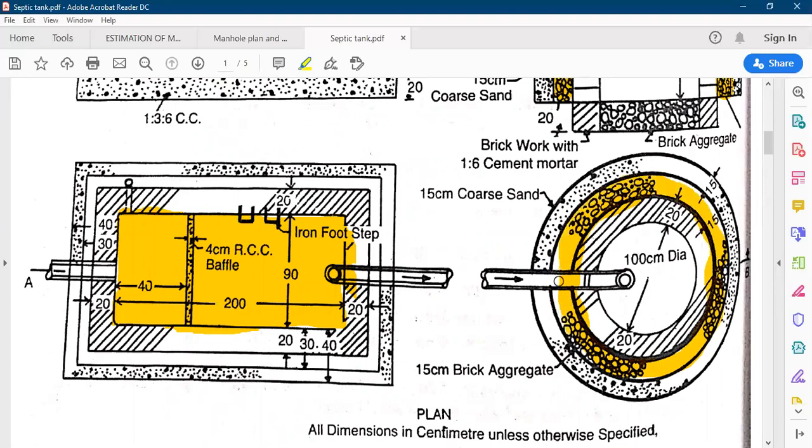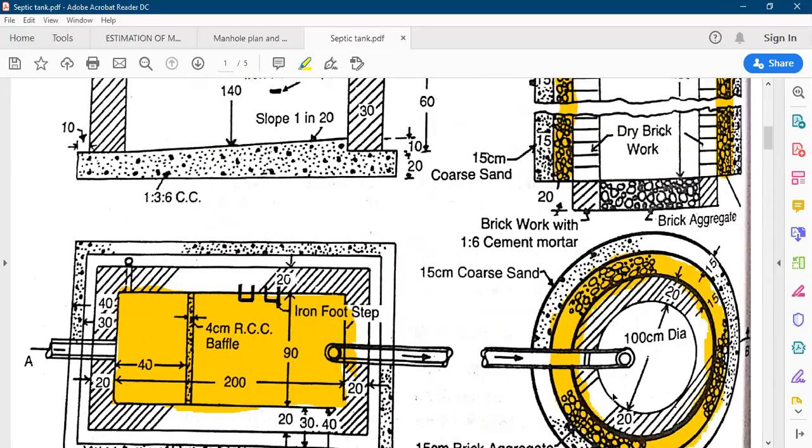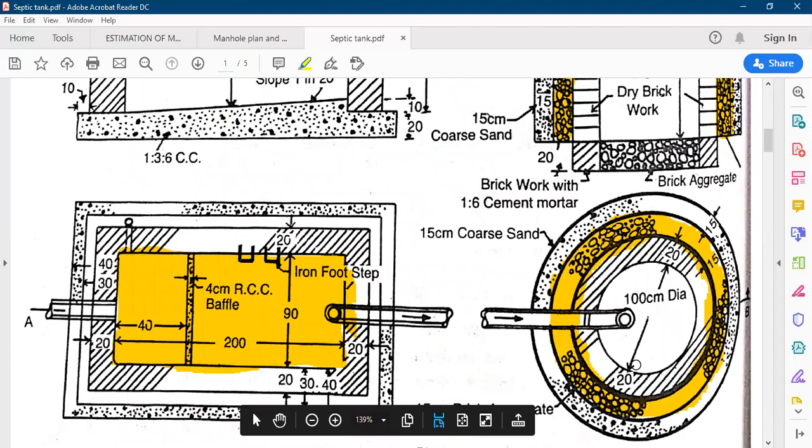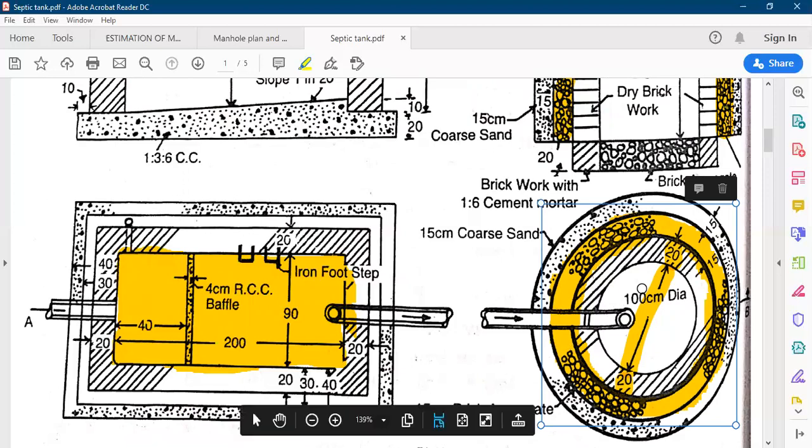Now to calculate this value, we need to calculate the center line length, that is the circumference length, right? That is calculated like this: the total inner diameter is 100 plus 20 plus 20, and half of the 15 on each side of the brick aggregate. So 100 plus 20 on both sides is 140, plus half of the 15 on both sides, that is 155, the diameter which is taken for the calculation of the volume of brick aggregate.